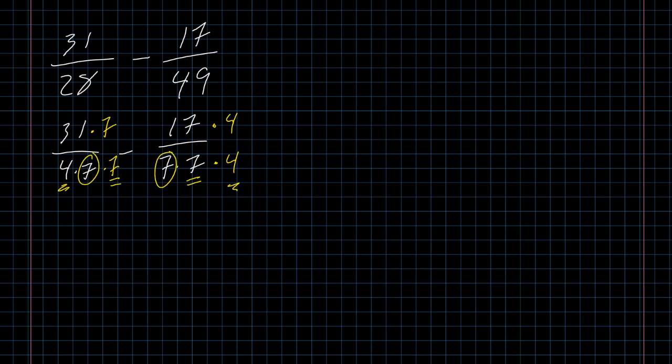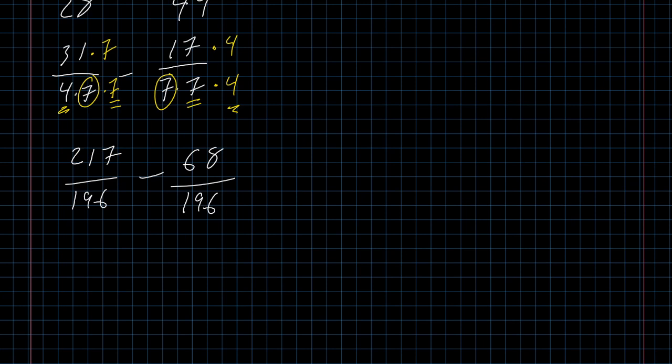Multiplying through. 31 times 7 is 217. 4 times 7 times 7 is 49 times 4, which is going to be 4 shy of 50 times 4, which is 196. 17 times 4 is going to be 68. And now that we have common denominators, we can just subtract across the numerator. 217 minus 68.